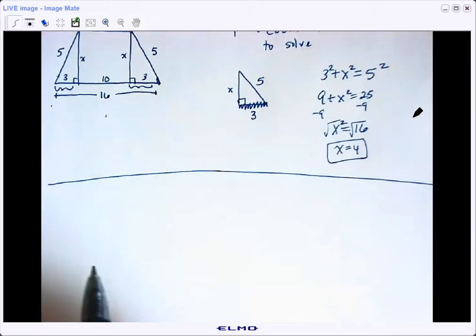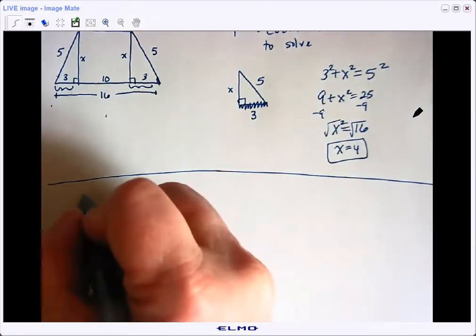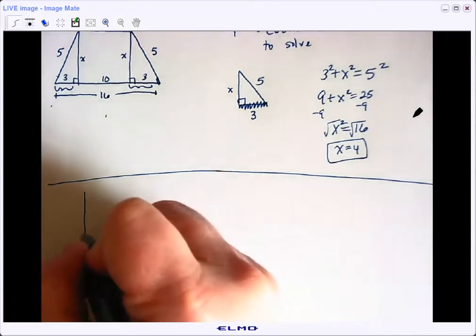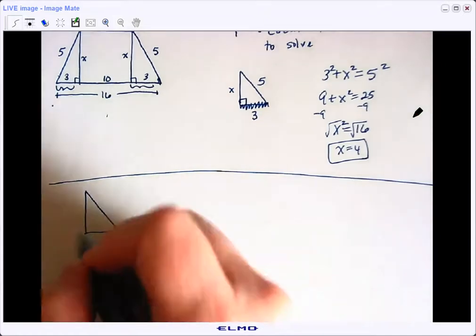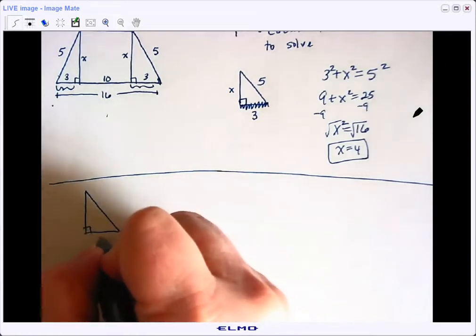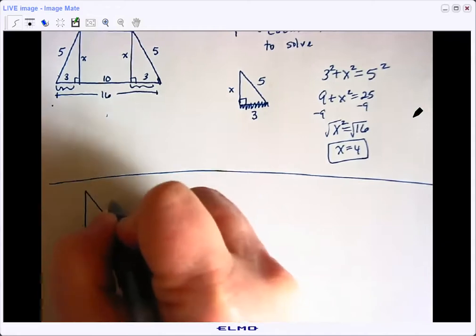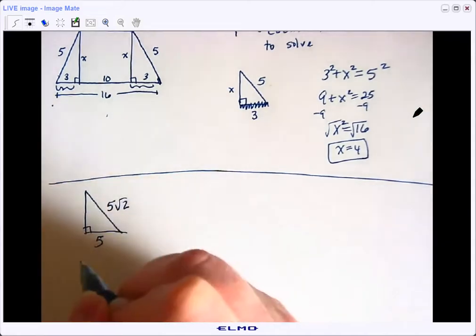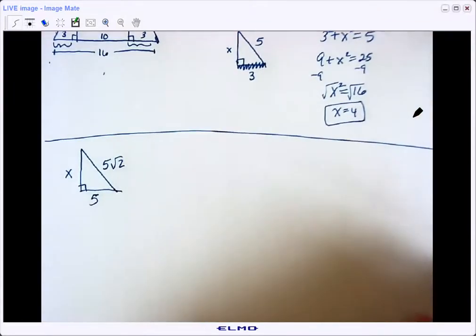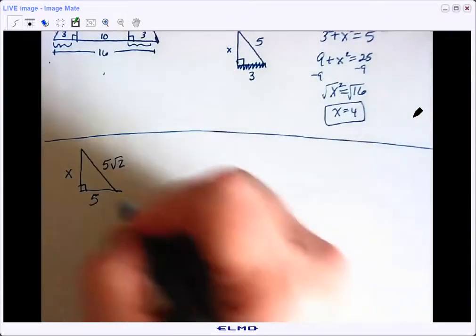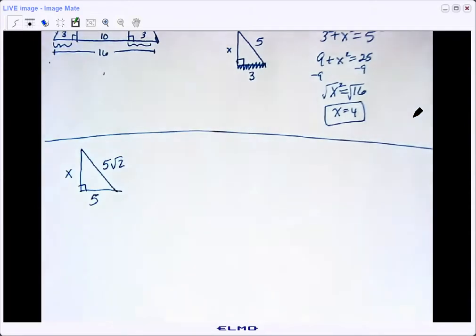I'm going to look at this triangle. And the only reason I'm doing this is because it has a radical in it, where I can say this side is 5 and this side is 5 root 2. And we want to find x. It's still the same formula, where our hypotenuse is that side. Sorry about the shadow on the paper.